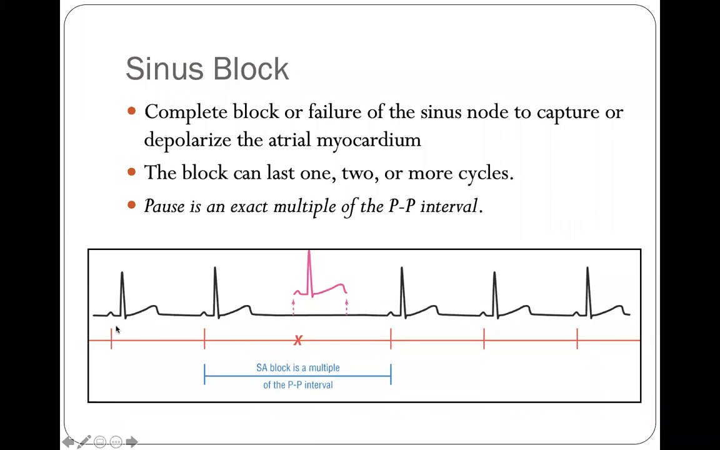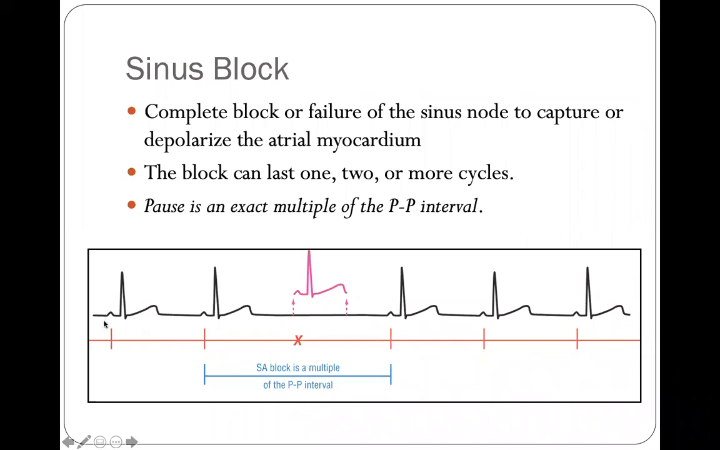In other words, if we do our calipers, here's my caliper from this P to this P, and then it should have happened here, and then it comes back here. So if this is my blocked cycle, and the next cardiac cycle after the block comes back in on time, then we call it a sinus block. What that means is that the sinus node fired, but after it fired and before it got into the atria, it was blocked. That means the sinus node was not ever reset.